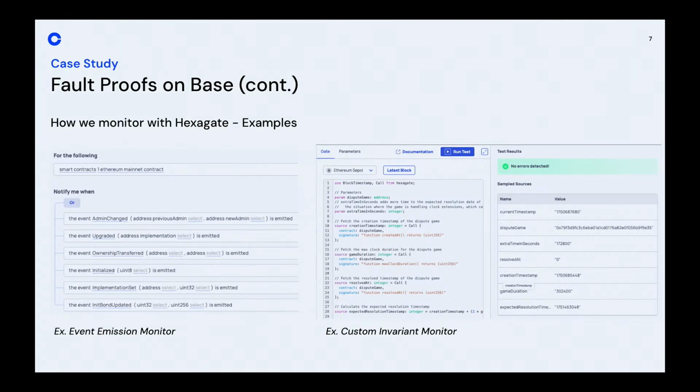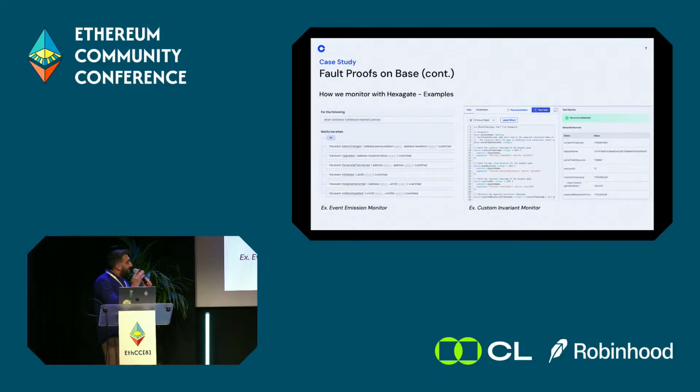And on the right, you can see the UI where we can write more custom invariants. And we are using the domain-specific language of Hexakit. And these are more custom and more nuanced invariants, such as early ETH withdrawal and challenger proposed.